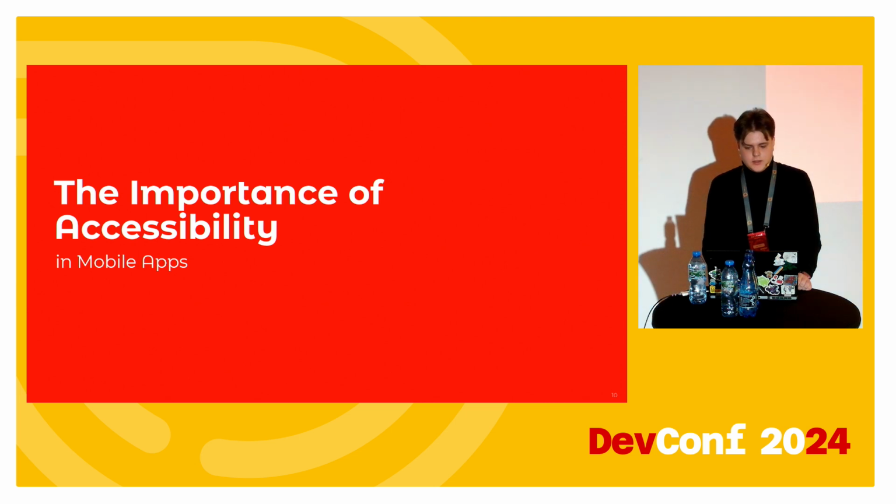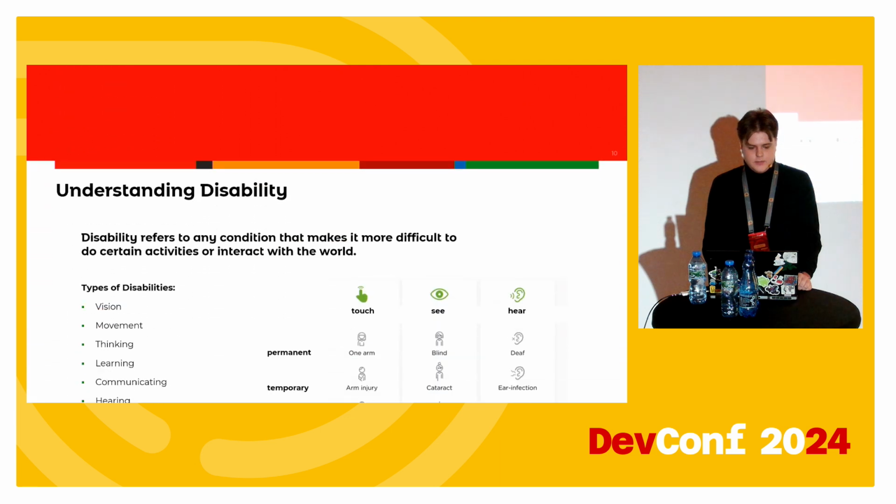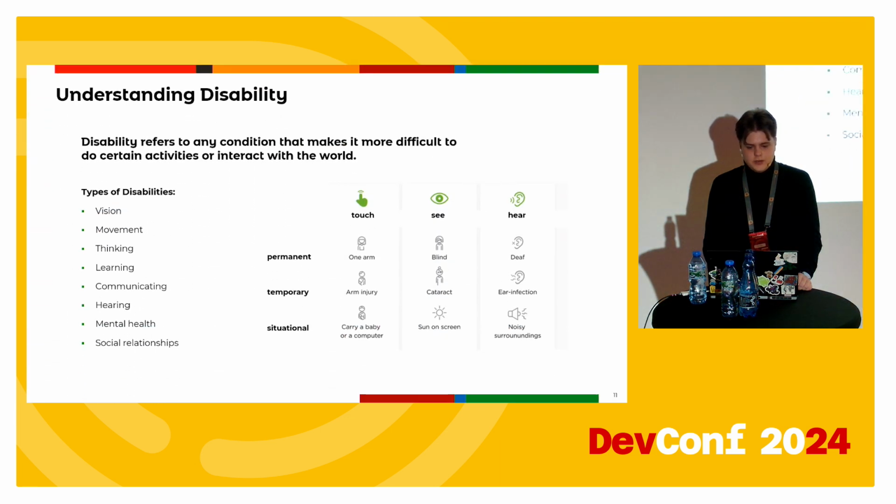Before talking about accessibility, we need to talk about disability. A disability refers to any condition of body or mind that makes it more difficult for a person to engage in certain activities and interact with the world around them. Disabilities can affect various aspects of life, including vision, movement, thinking, and so on. Although people with disabilities are sometimes referred to as a single population, this is actually a diverse group of people with a wide range of needs. Two people with the same type of disability can be affected in different ways. Some disabilities may be hidden or not easy to see.